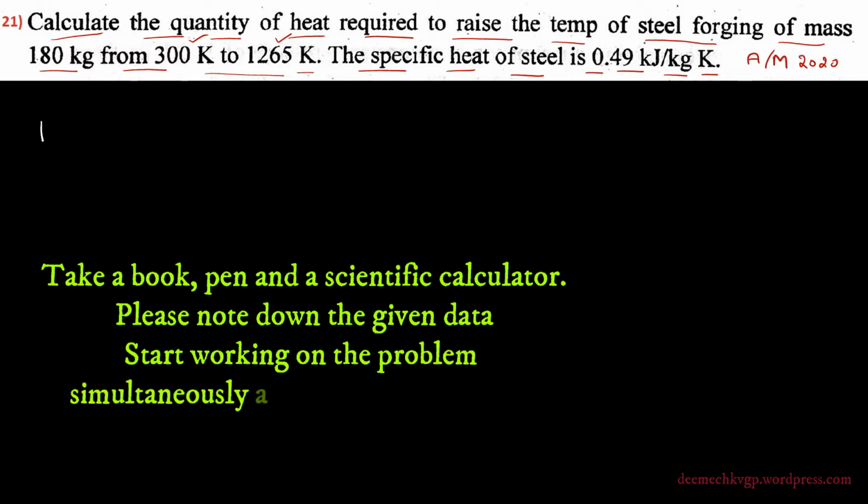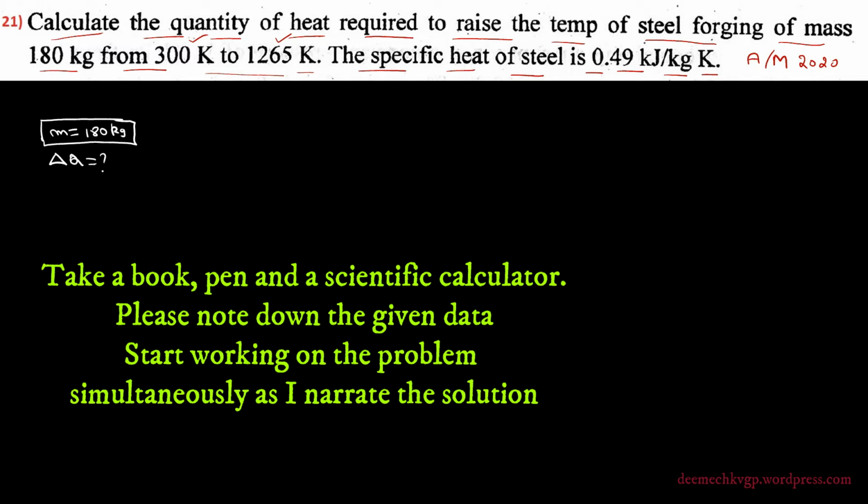In this problem, a steel bar is being forged. The mass of steel is 180 kg. Now how much heat is required to raise the temperature from initial temperature 300 Kelvin to final temperature 1265 Kelvin, when the specific heat of steel is given as 0.49 kilojoule per kg Kelvin.